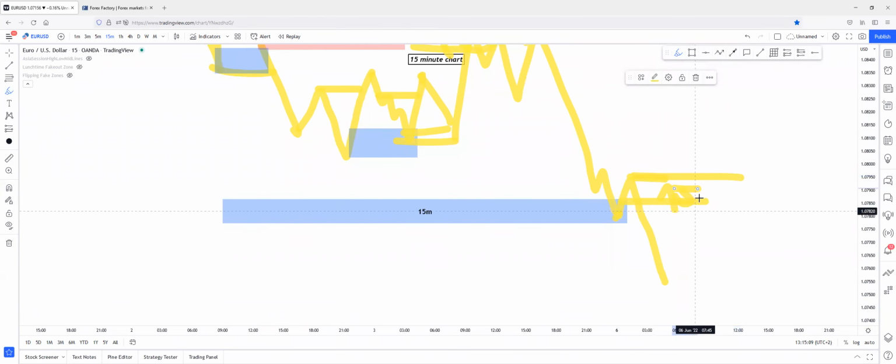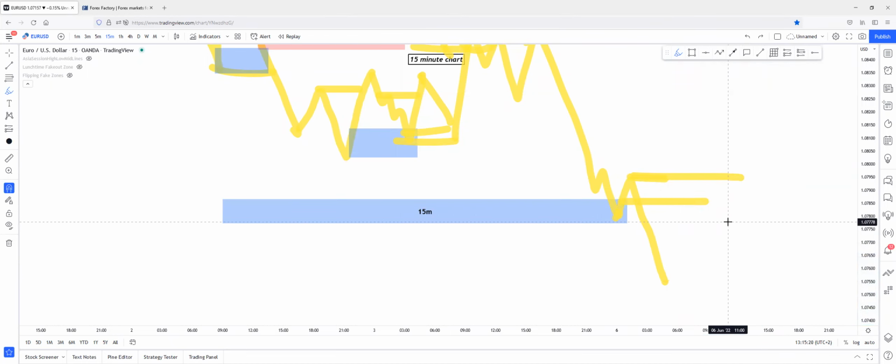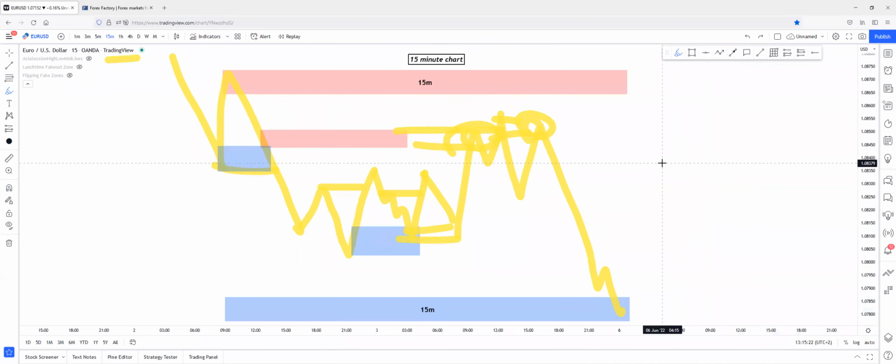This will be a 15-minute/5-minute demand zone. I mean supply zone, sorry. You wait for this supply zone to be tapped. Change of character right here on the 1-minute chart, continuation. That's all. We are only trading based on these reactions. We are only trading based on these 5-minute and 15-minute zone reactions.